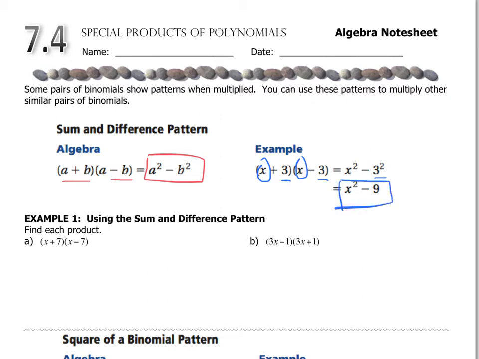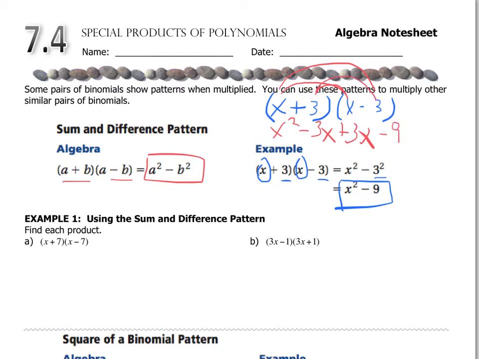So just to prove how this works, let me redo x plus 3 and x minus 3. If I decided I want to use the FOIL method, remember we would say first terms multiplied by the first terms is x squared. Then the outside terms, you would get minus 3x. Then the inside terms is plus 3x. And then the last terms gives you the negative 9.